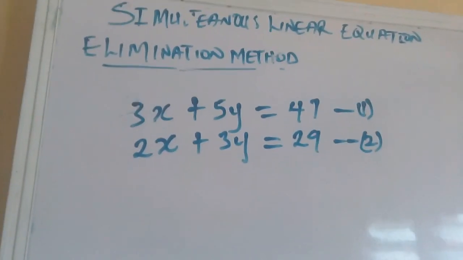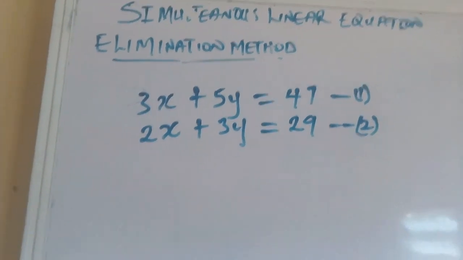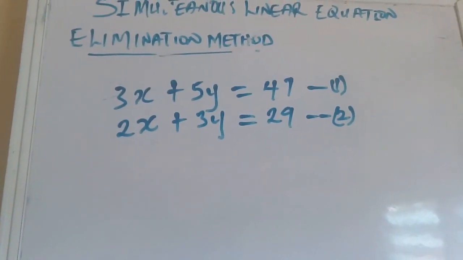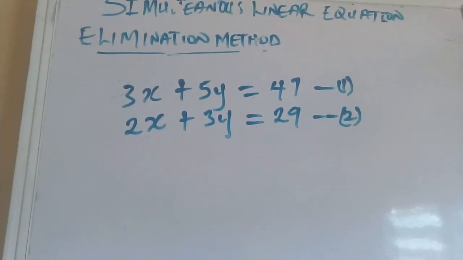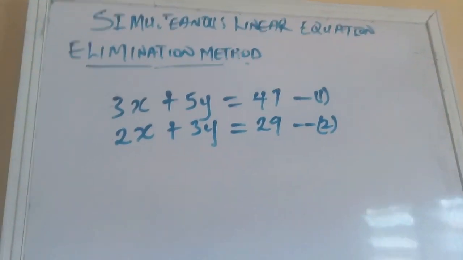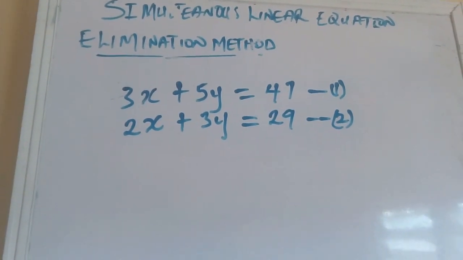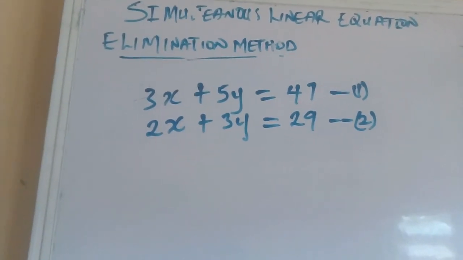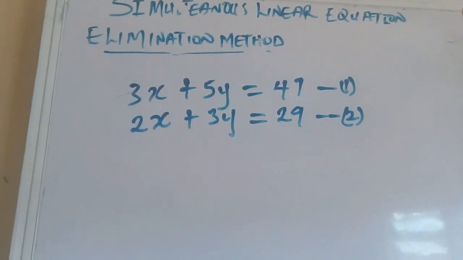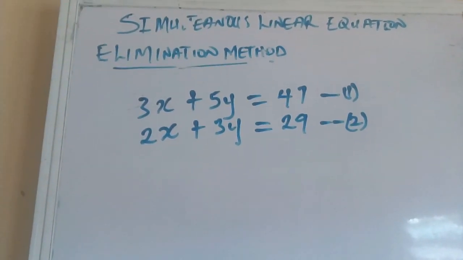In this case, we have another pair of equations on the board. 3x plus 5y equals 47, that is equation 1. 2x plus 3y equals 29, that is equation 2. Now we can see that the coefficient of x in equation 1 is 3, while the coefficient of x in equation 2 is 2. The coefficient of y in equation 1 is 5, while in equation 2 it is 3.